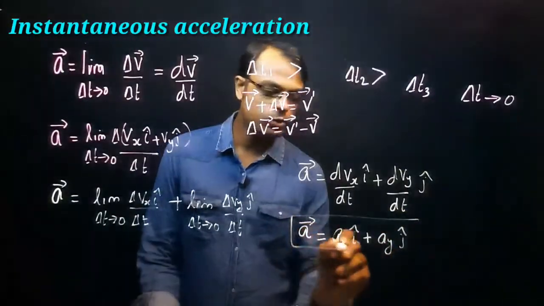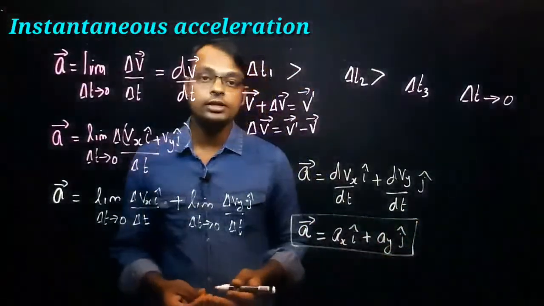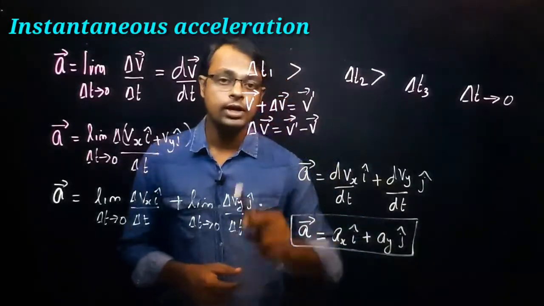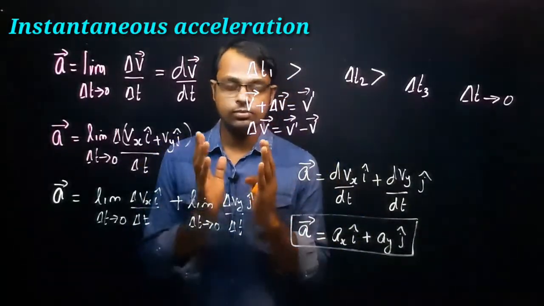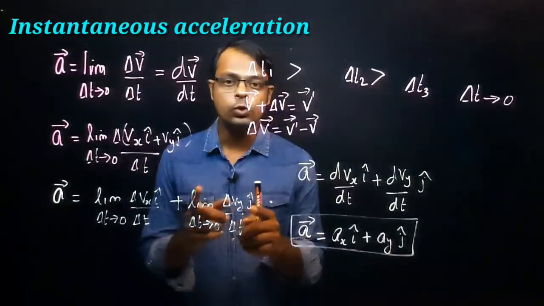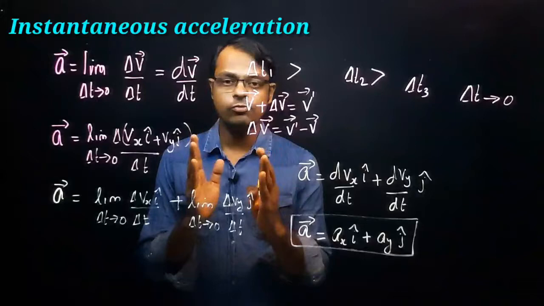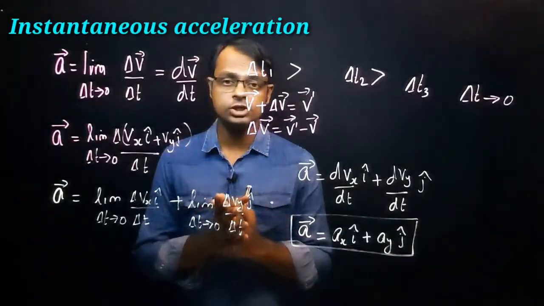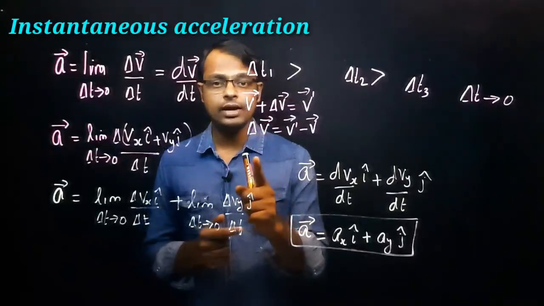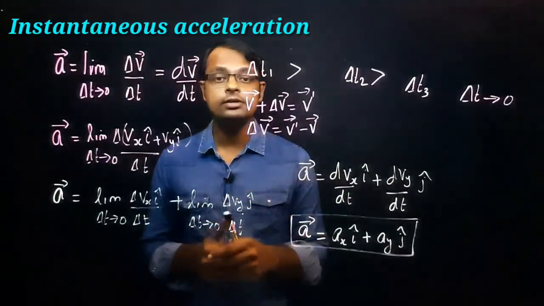So this is the way to write the acceleration in terms of rectangular components. So we are talking about instantaneous acceleration. What is the instantaneous acceleration? When delta t tends to 0, the average acceleration becomes instantaneous acceleration. And one more point here, the direction of acceleration is the same as the direction of change in velocity.